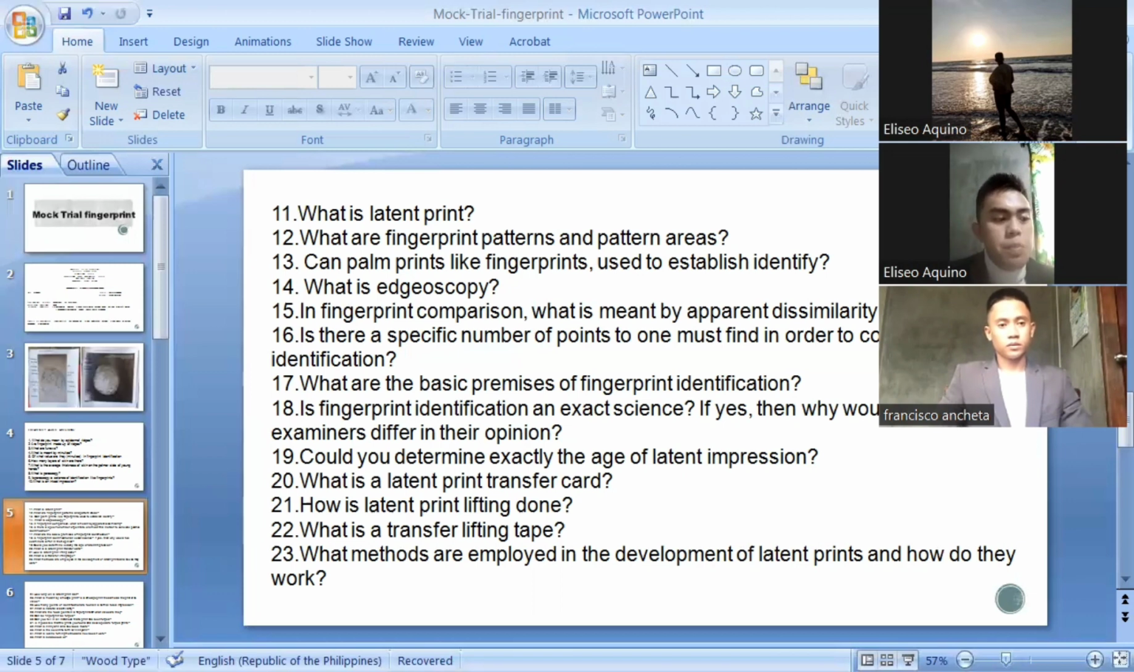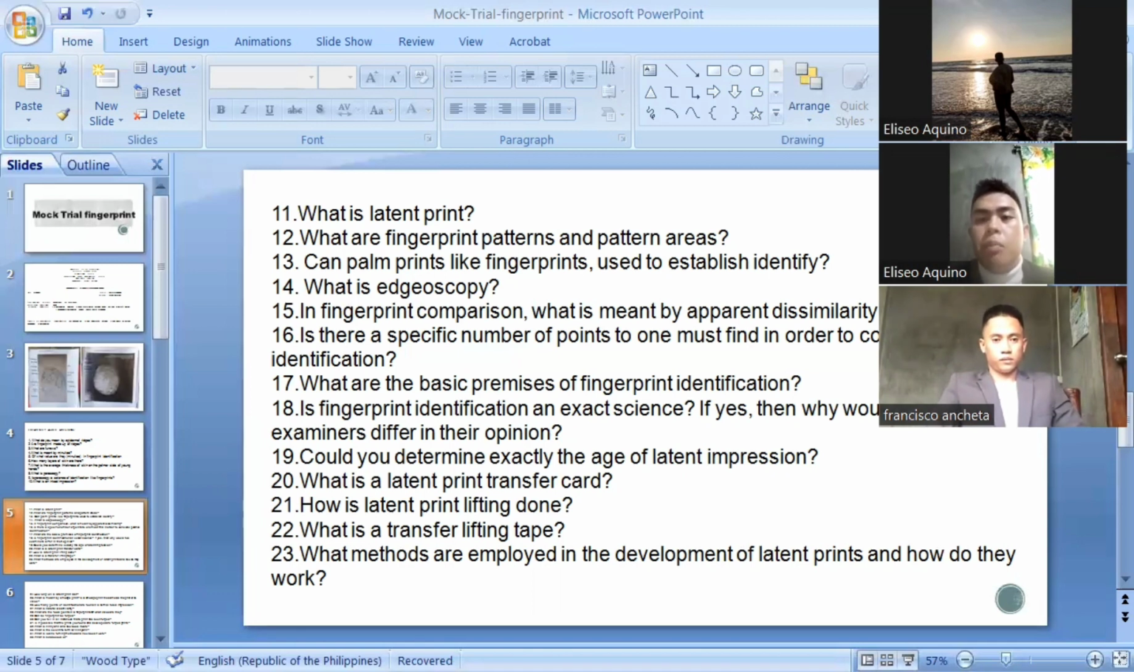Is there a specific number of points one must find in order to conclude identification? Obtain an ink readable fingerprint for each finger, recognize and classify the three ridge patterns, which are the loop, whorl, and arches, and apply them to the primary Henry FBI classification. Identify and compare ridge characteristics, and compare two fingerprints with at least 10 points of identification.